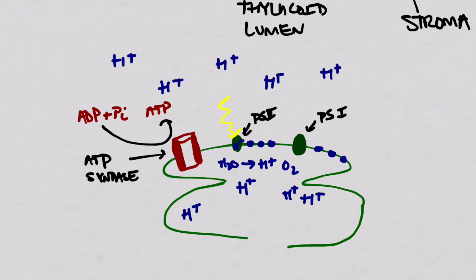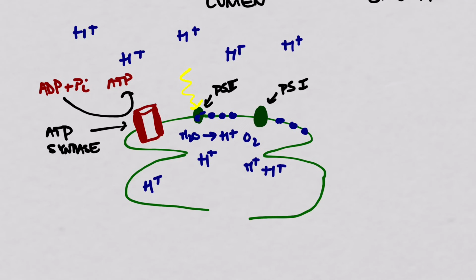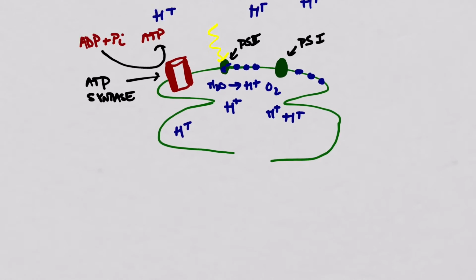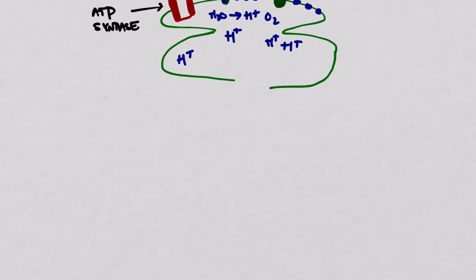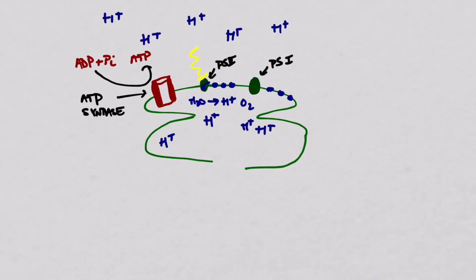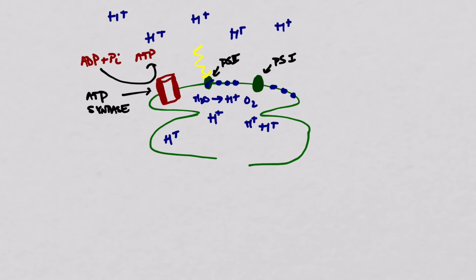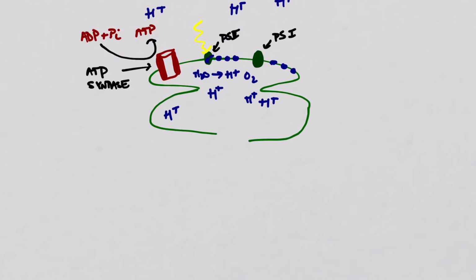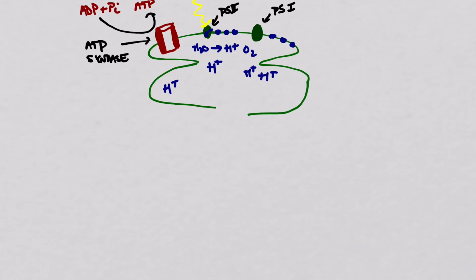So, hold on to that thought right now. We need a way to keep the concentration of hydrogen ions high inside our thylakoid, which brings us to our discussion of photosystems and how they work. Okay, so I'm going to segue for a second and then come back to this idea of keeping the concentration of hydrogen ions high inside the thylakoid.